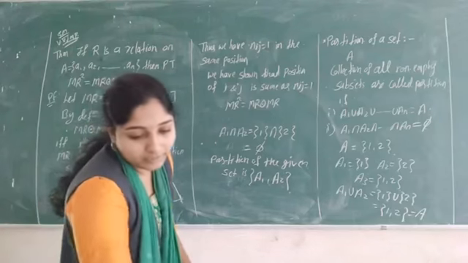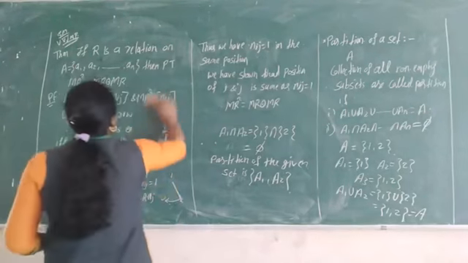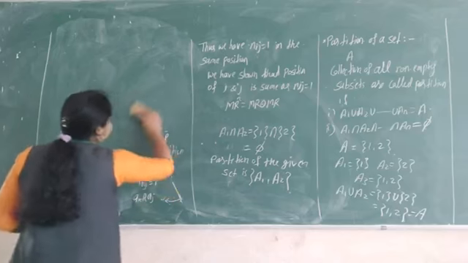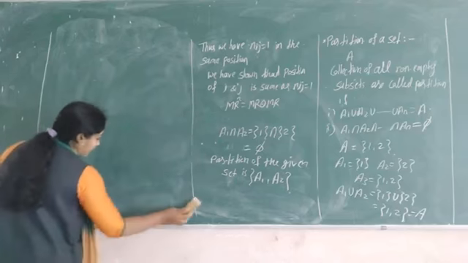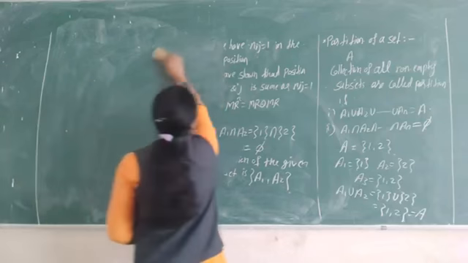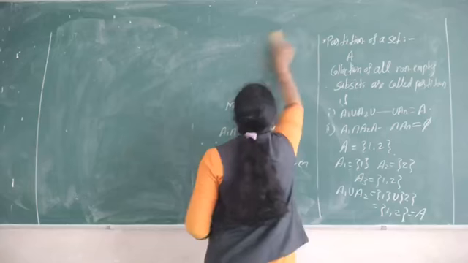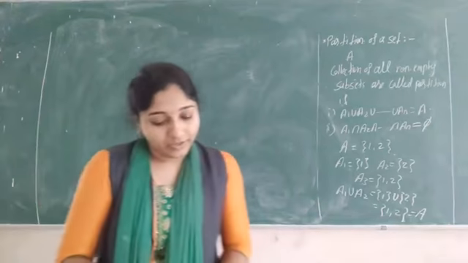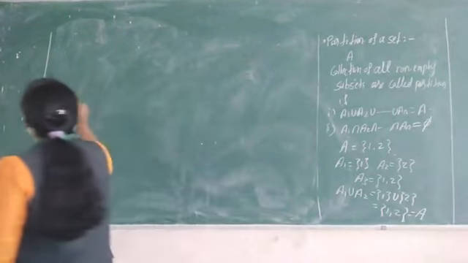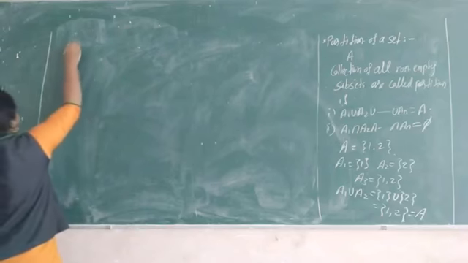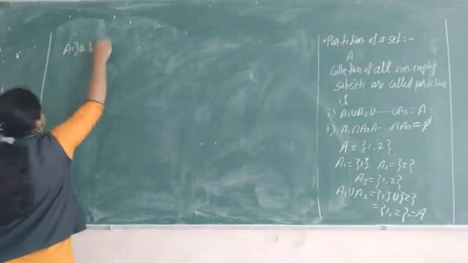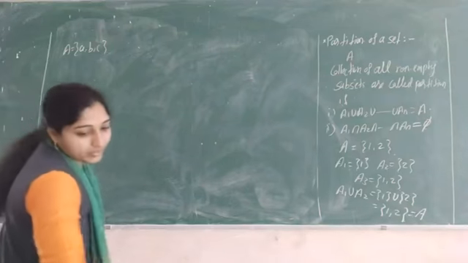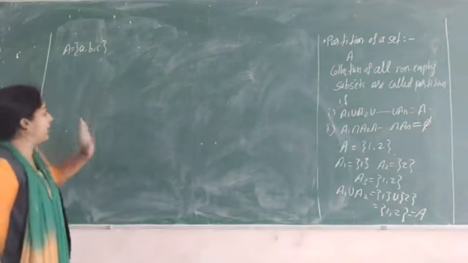I will solve one more example, depending on the partition of the given set. Okay, so we have one more example. If A is equal to {A, B, C}, then find the partition of the given set A.